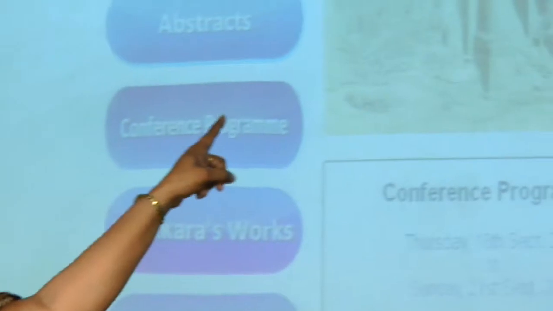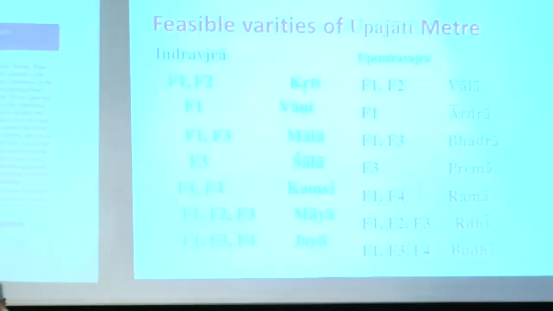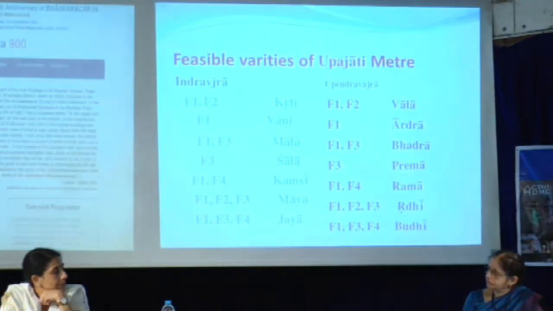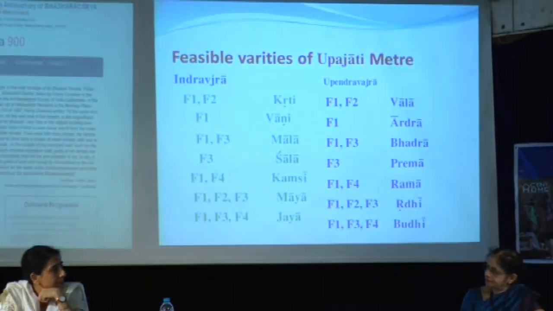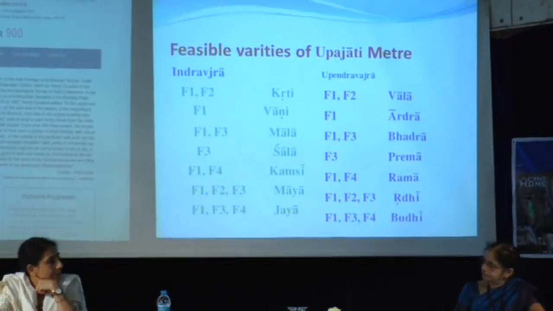Here, the foot 1 and foot 2. If there is Indravajra, that is named as Kriti. And only the first line in Indravajra, and the rest of the lines in Upendravajra, that is Vani. Then 14 varieties of Upajatis are employed in all types of kavyas, and in Lilavati also we can see such varieties. For illustrations, I am giving some examples.